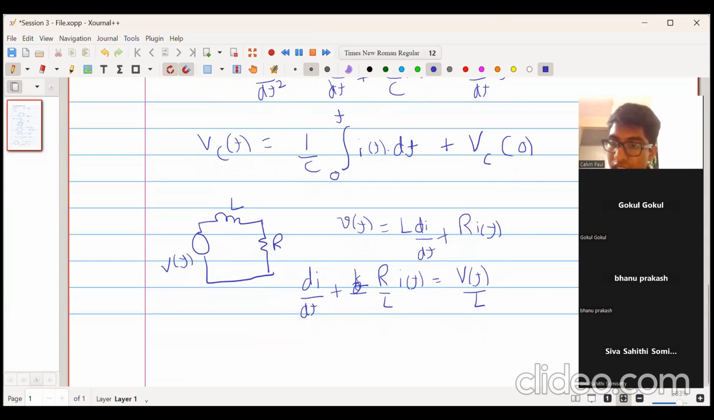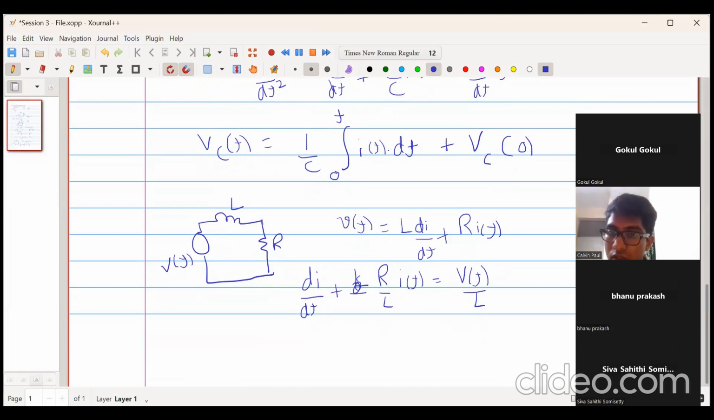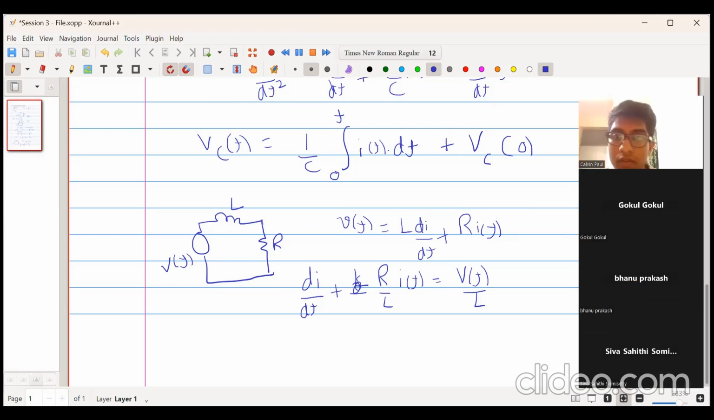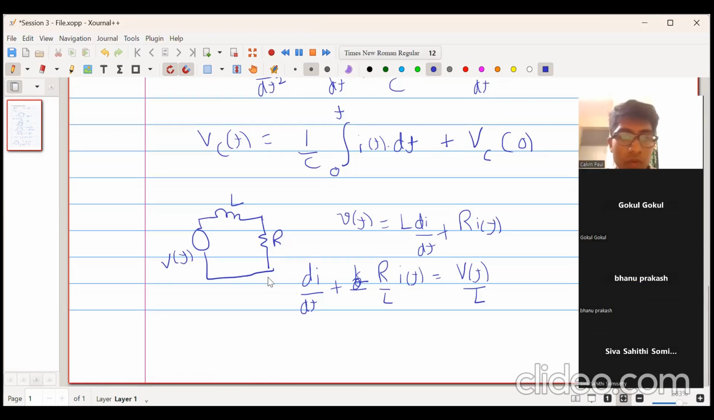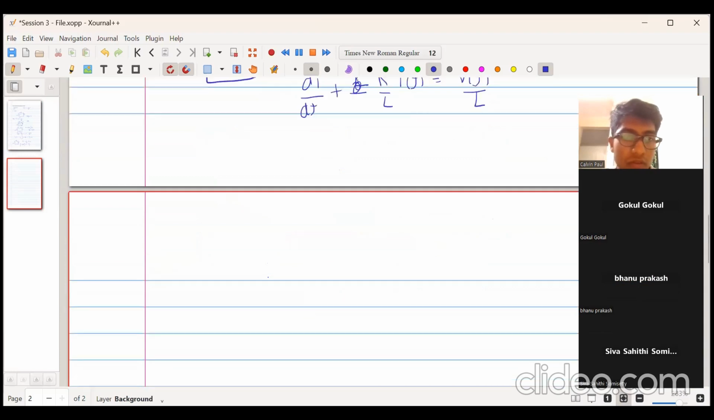Banu Prakash, Siva, Saiti, any doubts? Yes, sir. Yes, sir. Banu Prakash, I can't hear you. No, sir. Yeah, clear, sir. Okay. So now go to the next page.